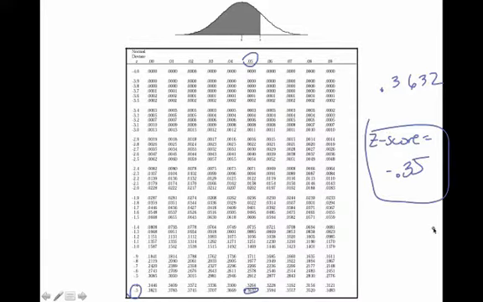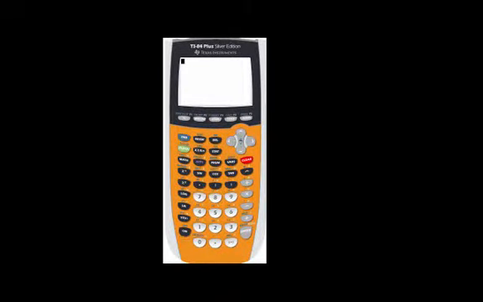In this class, you don't really need to use a table like this. We can just use our calculator. So I'll show you how to use your calculator to find the z-score. Before, we used normal CDF to find the area under the curve that corresponds to a z-score, and now we're going to use what's called inverse norm to find a z-score that corresponds with an area. So we go second distribution, down to the third option, which is inverse norm, and in there you're going to put your area.